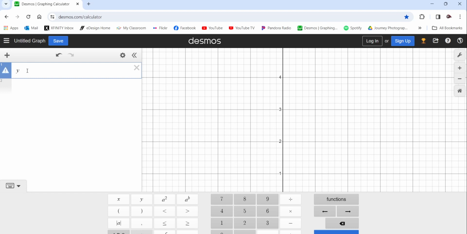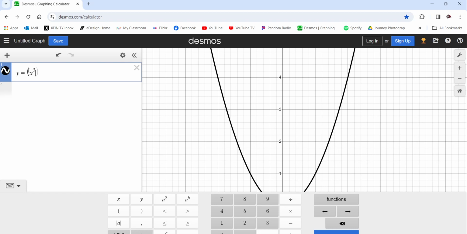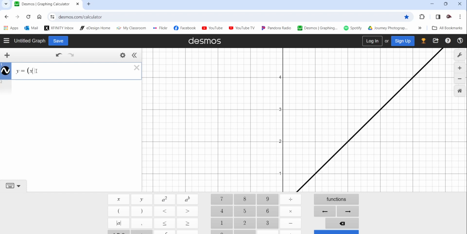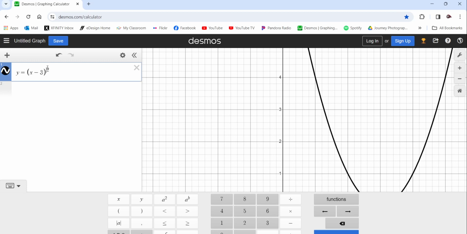So it's going to be y equals parentheses, x to the, let's not put the square just yet. Let's put a minus. And then we'll put 3 this time. Then we'll close the parentheses. And then we will cube the thing, right? Where's my exponent? I think I just do this and then I can hit this and make it cubed.